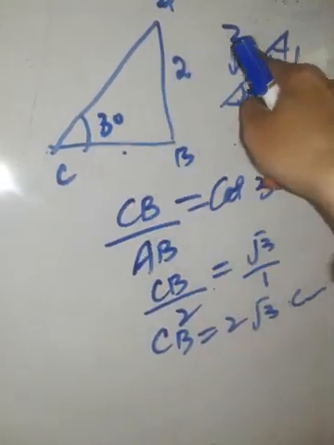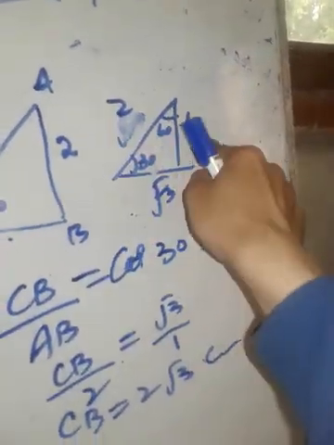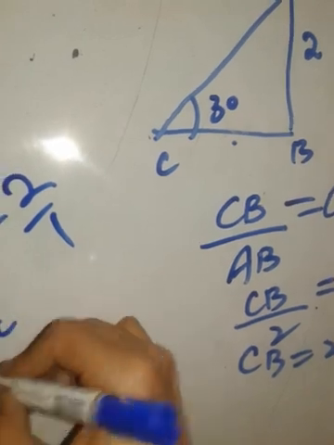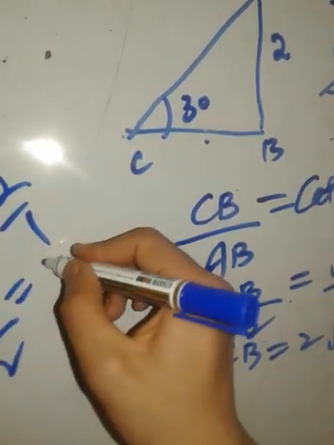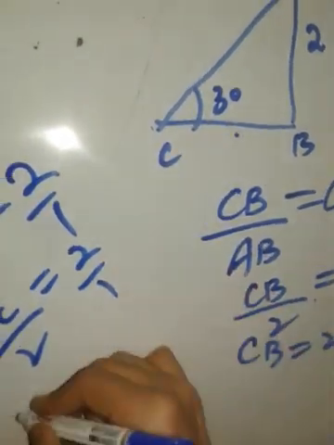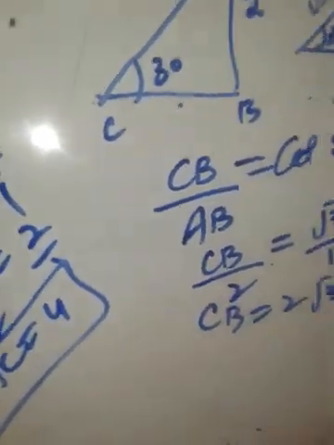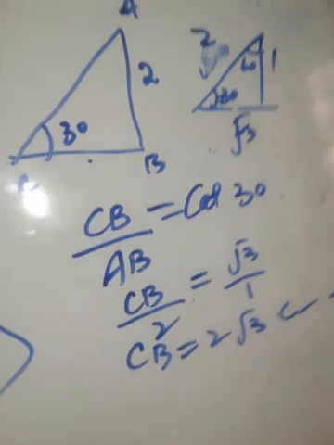Cosec 30 is 2 by 1. Have a look. Cosec 30 is hypotenuse by perpendicular. This is 2 by 1. This is AC divided by AB, which is 2. This is 2 by 1. AC equals 2 to the 4. Your AC is 4. So easily you can find any side.